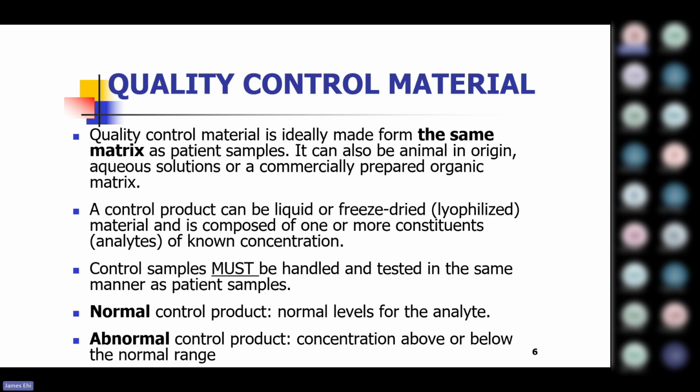Then normally controls are found in 2 or 3 concentrations. We have the normal control, which is the normal level of the analyte in the human body, and we have the abnormal control levels, which are concentrations either above or below. So we have the low abnormal, the high abnormal, what we call the pathological control levels.